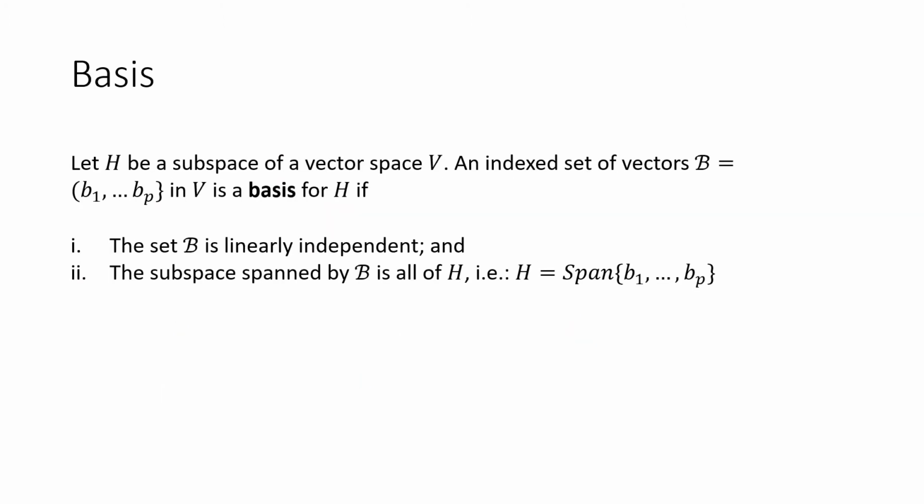We've seen the idea of a basis. So a basis is a linearly independent set that generates your space. In other words, a set of vectors is a basis if the set is linearly independent, and the subspace spanned by those vectors is the vector space you're interested in. That's a basis. We've already seen this idea.